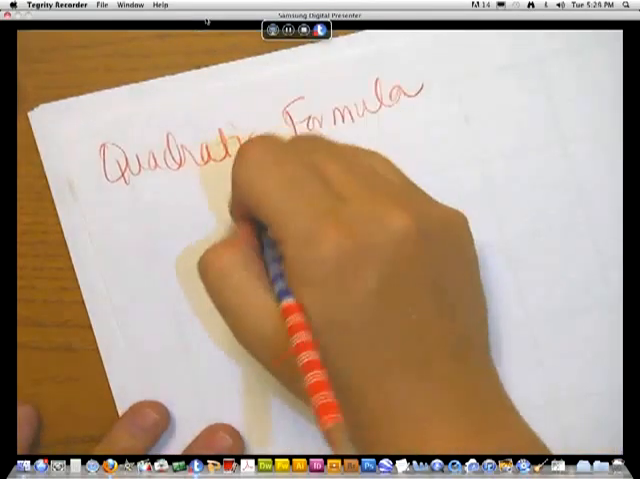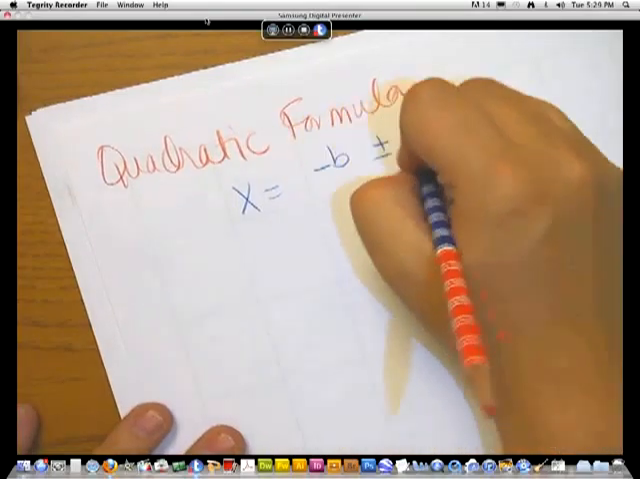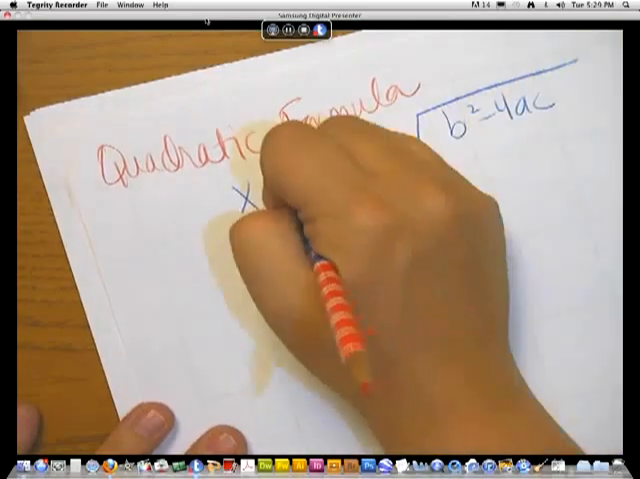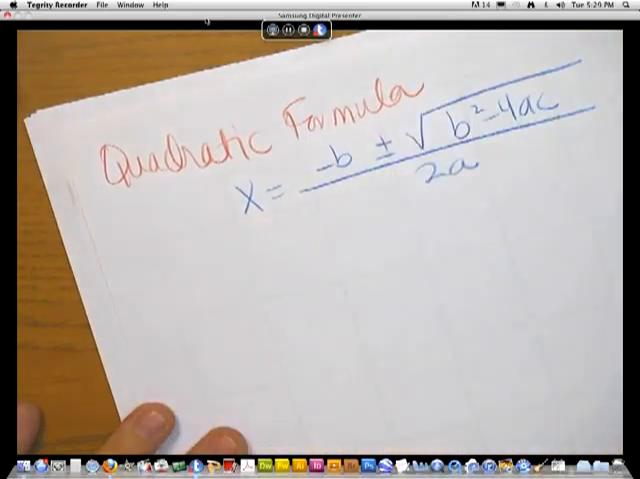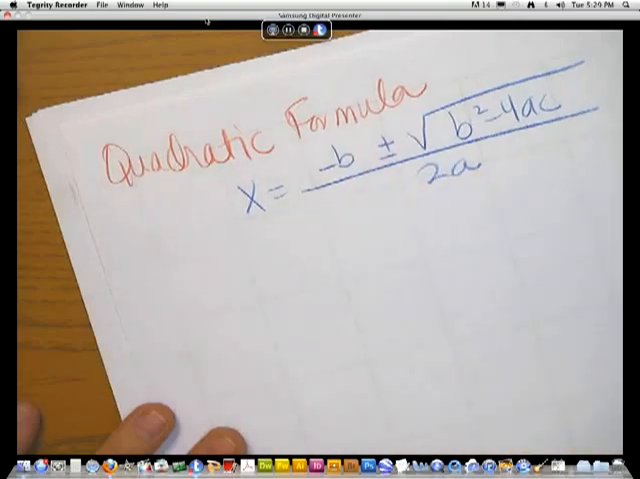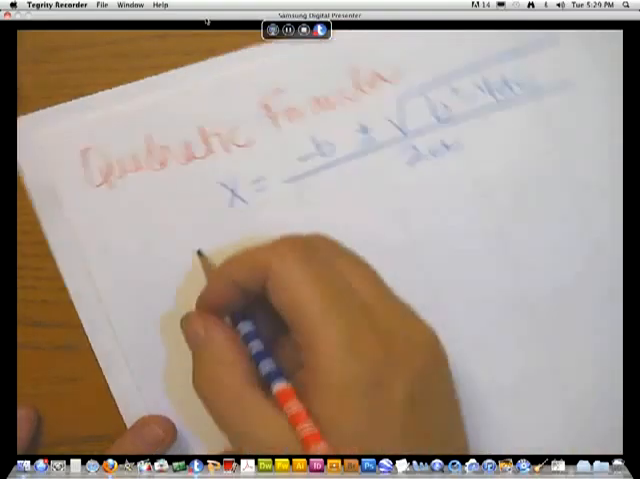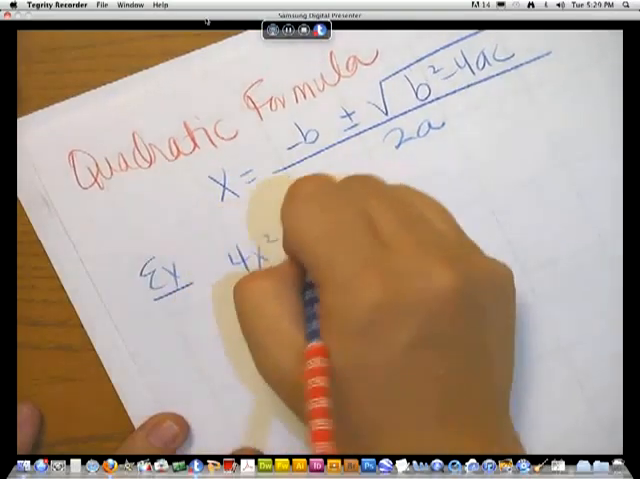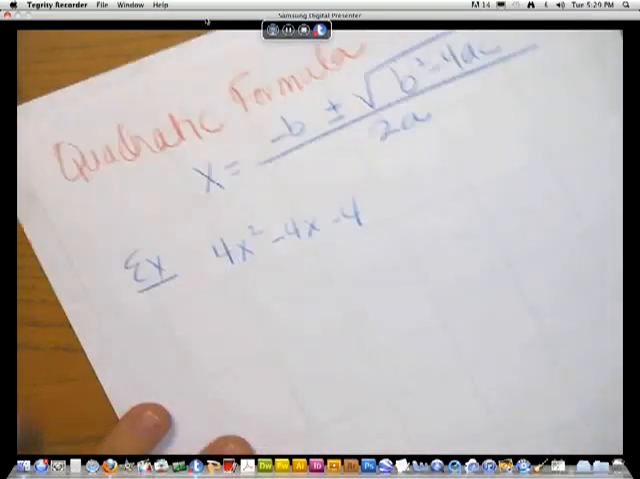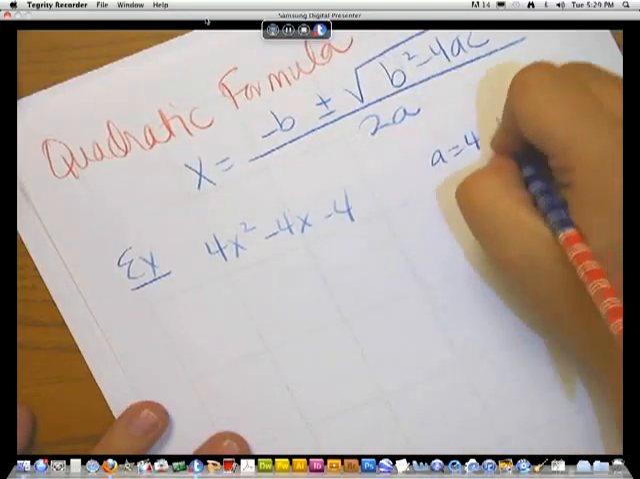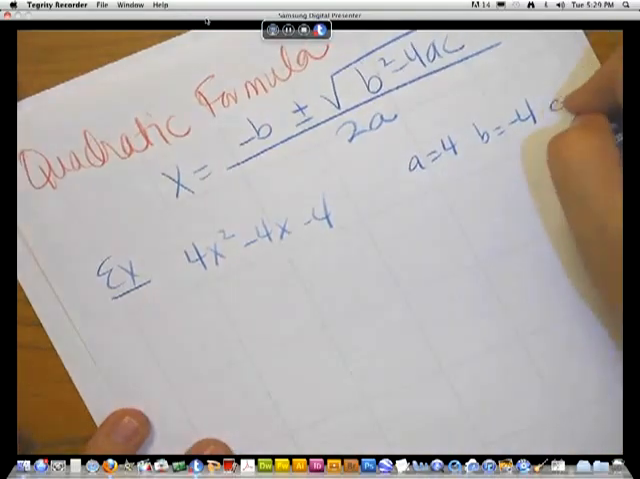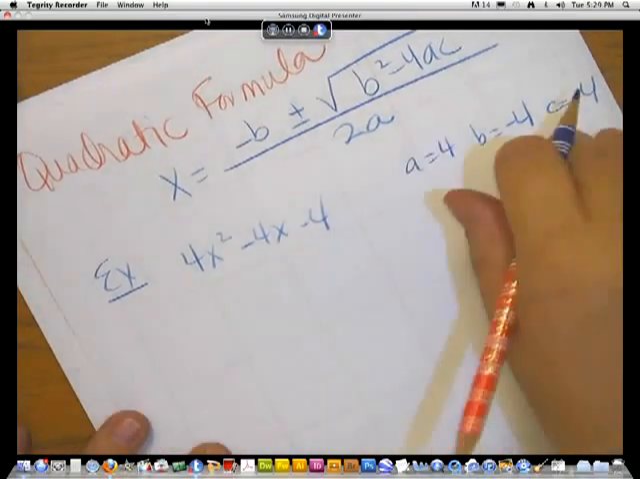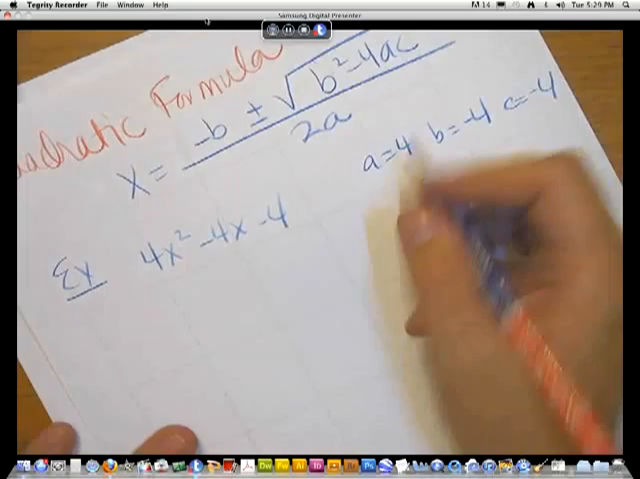The quadratic formula, you should know, is opposite b plus or minus the square root of b squared minus 4ac, all over 2a. And a, b, and c are the coefficients of our quadratic equation that's given. So if I say 4x squared minus 4x minus 4, a would be 4, b would be negative 4, and c would be negative 4.